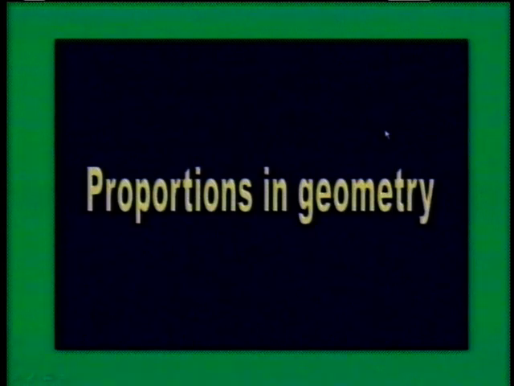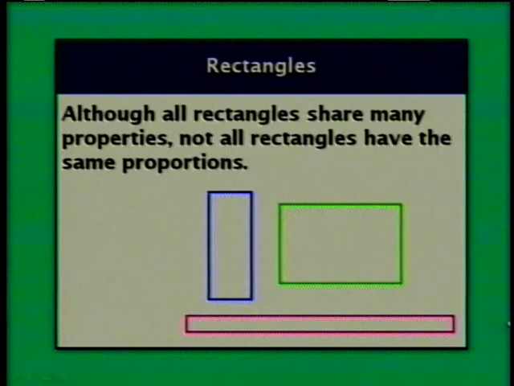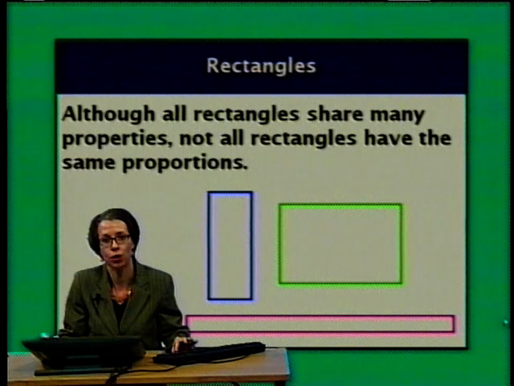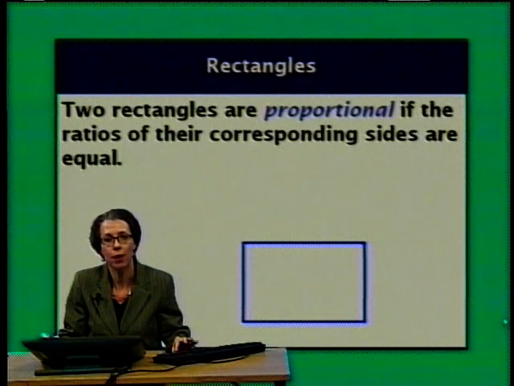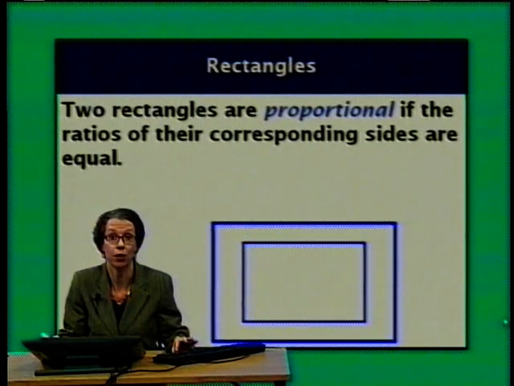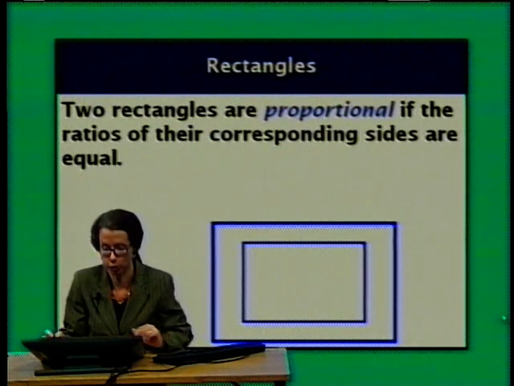So let's finish things up by looking at some proportions in geometry. Although all rectangles share many properties, not all rectangles have the same proportions. So we have a picture here of 3 very different looking rectangles. 2 rectangles are proportional if the ratio of their corresponding sides is equal. So let me show you an example of 2 proportional rectangles. Here's one rectangle, and if I blow it up by a constant factor, I get a proportional rectangle. You can see these 2 rectangles have the same shape in the sense that they are proportional.